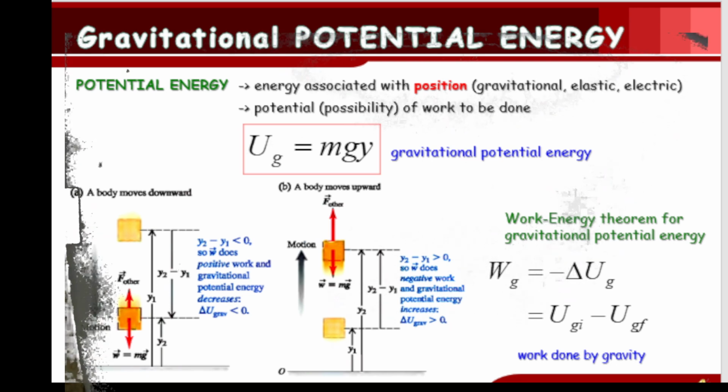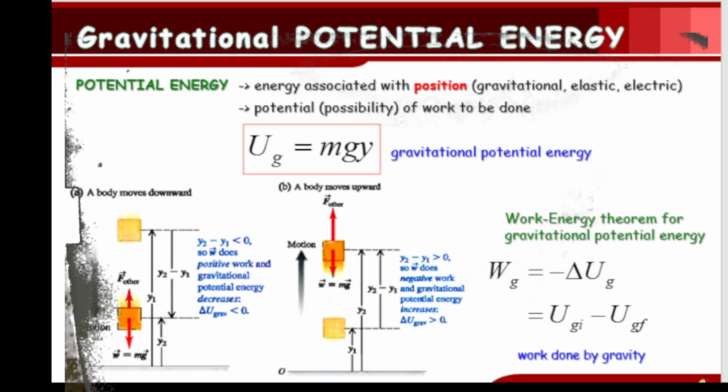Okay, so the gravitational potential energy U or UG is equivalent to mgy. Again, y here is our position along the y-axis. Now whether the object is lifted upwards or moved downwards, we have the same work done by gravity, which is the negative of delta U.